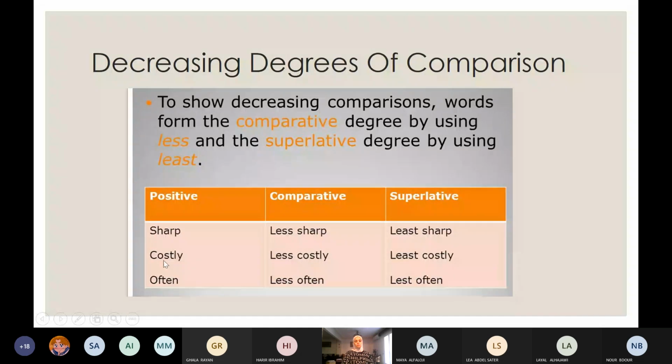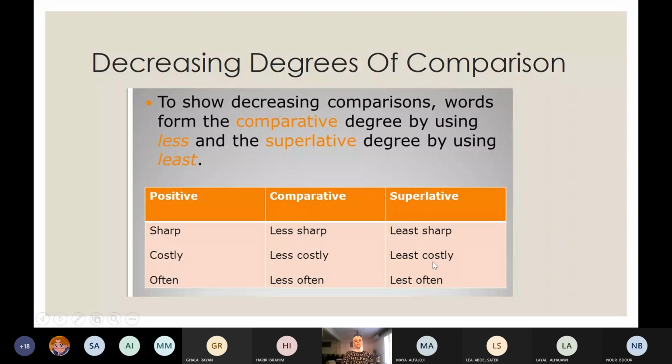My mobile is less costly than my brother's. He visits his grandmother less often than his father does. It is the least sharp sharpener here. The worst. It is the least costly. It is not expensive at all.